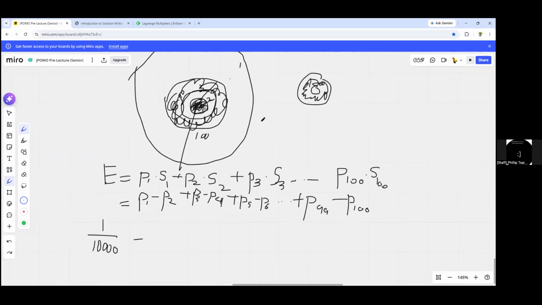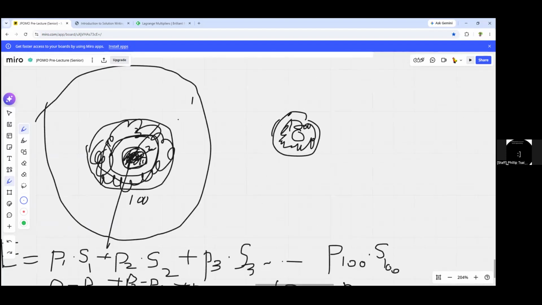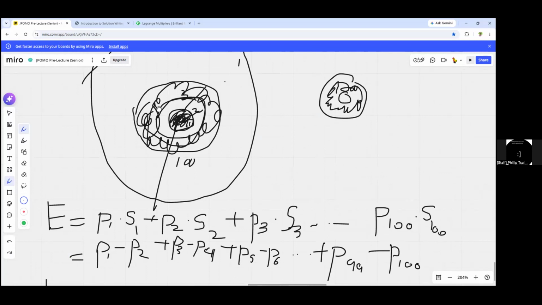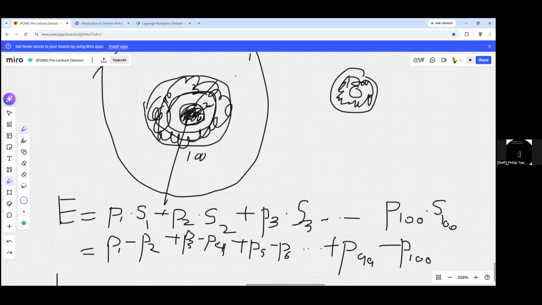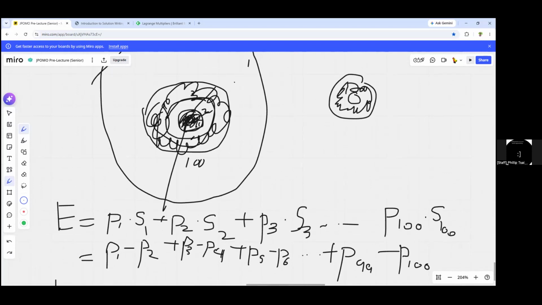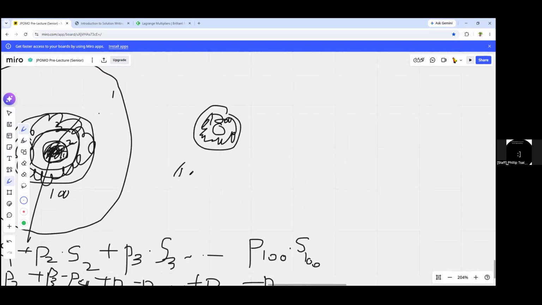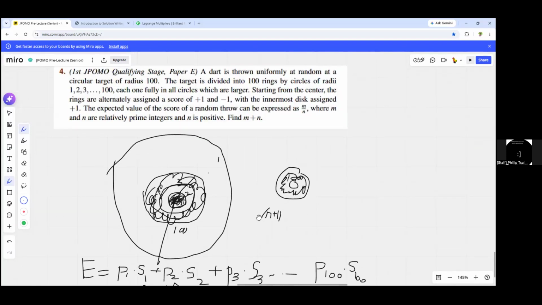So in this case, yeah, this entire circle minus the area of this circle. So in this case, it's a circle in all of the rings actually. It's the difference in area between circle n plus 1 and circle n.